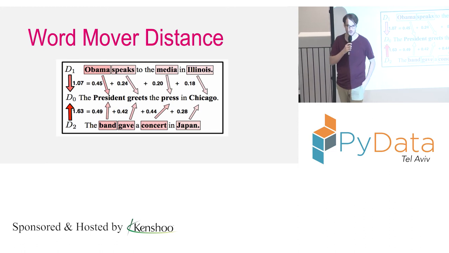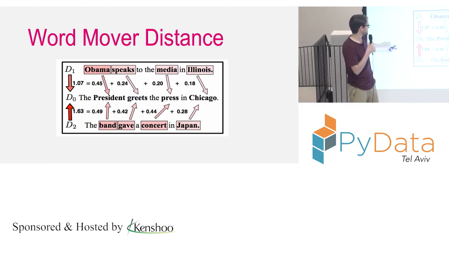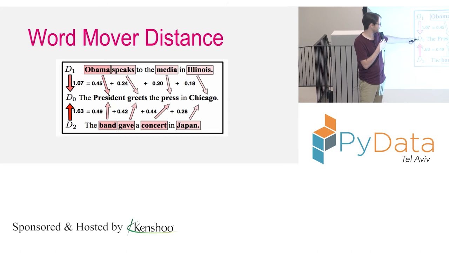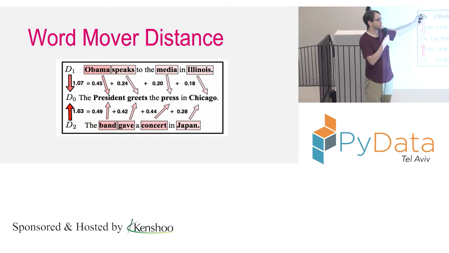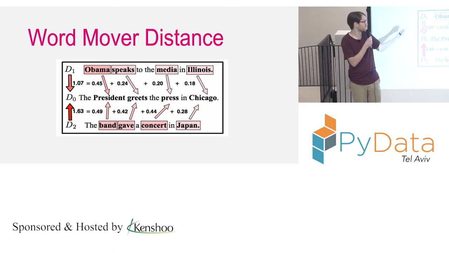And I do this for all the words and sum up. And I can see that D1 is closer to D0 than D2. So I conclude that D1 is closer semantically to D0. So if I need to choose one of them, I'll choose D1.